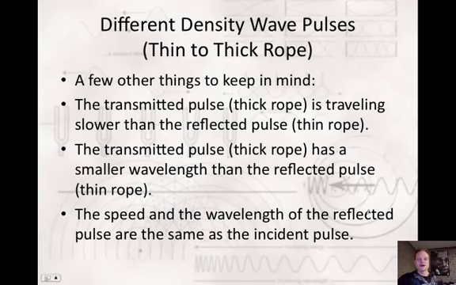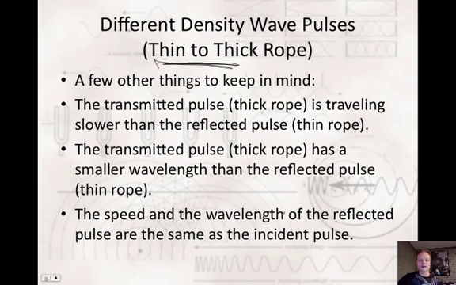A few other things to keep in mind when we're still dealing with thin to thick ropes is the transmitted pulse travels slower than the reflected pulse. So this transmitted pulse in the thick rope is going to travel slower than that reflected pulse in the thin rope. The transmitted pulse has a smaller wavelength than the reflected pulse in the thin rope. And again, this does get a little bit tricky because we keep talking about different ropes, but try your best to just get your notes organized with these properties that are going to happen.